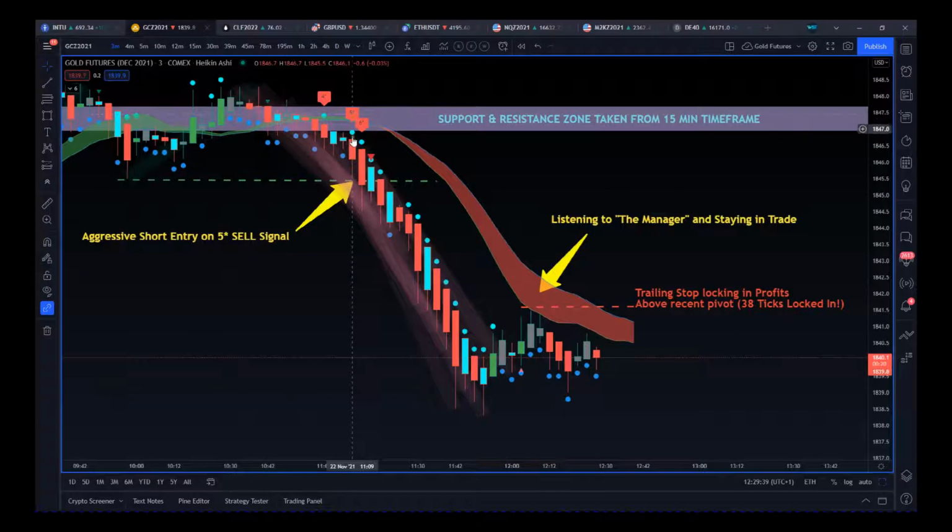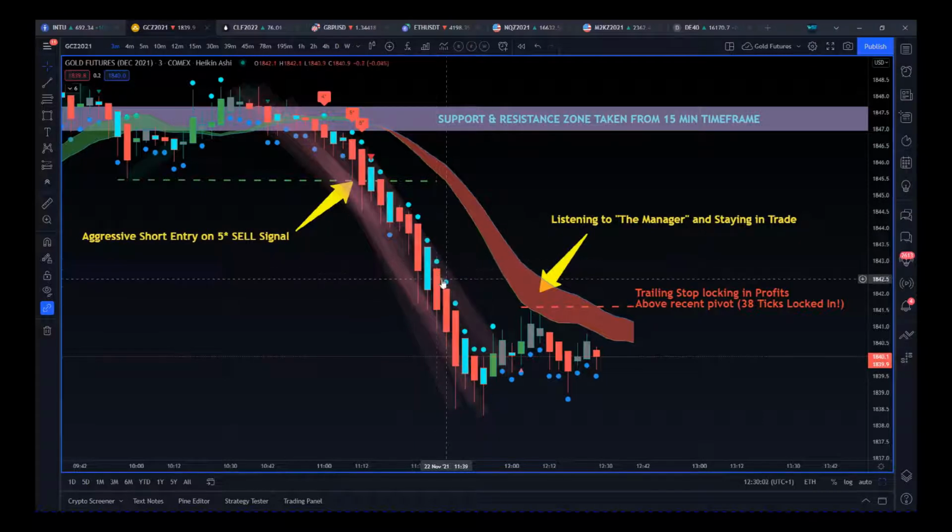Once we get the 5-star sell signal here, I'm going to go short, just below this pivot. Then it's very simple. We use the manager, which is these dots above the candles, the colored candles, and this bias cloud, to stay in the trade. So we can see the cyan dots on this move down there.